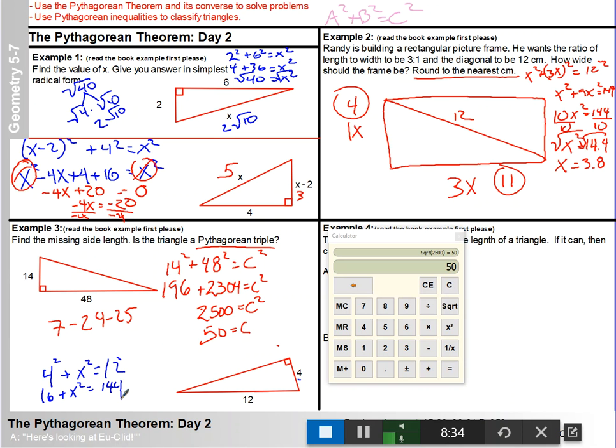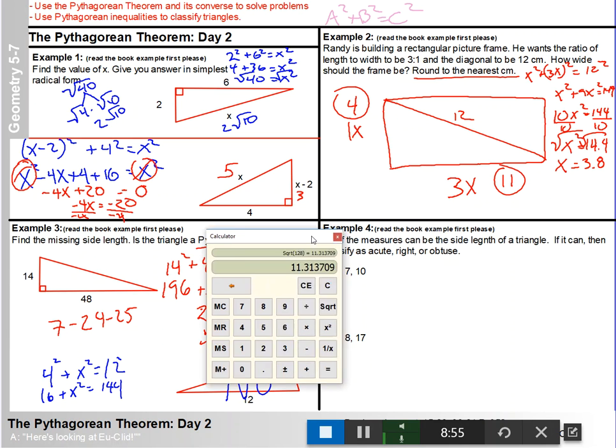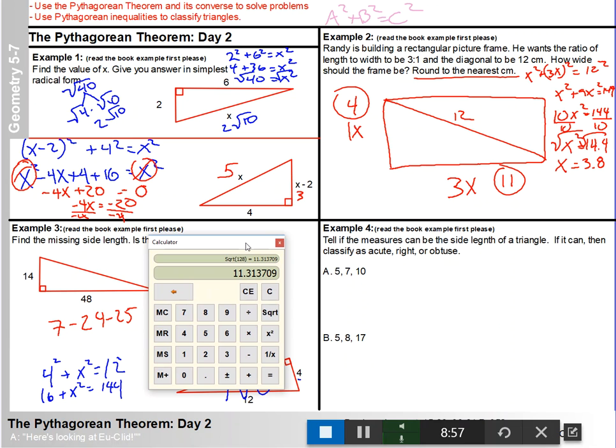I don't like the way this is looking. This does not look like it's going to work out right. So 144 minus 16, that's not a square number. So when I take the square root of it, I'm not going to get a whole number. I'm going to get an irrational number. So is this a Pythagorean triple? No, it is not. I'm trying to pass it off as a Pythagorean triple.